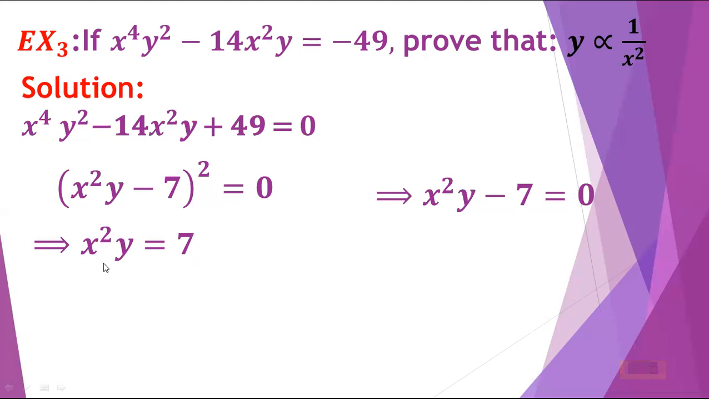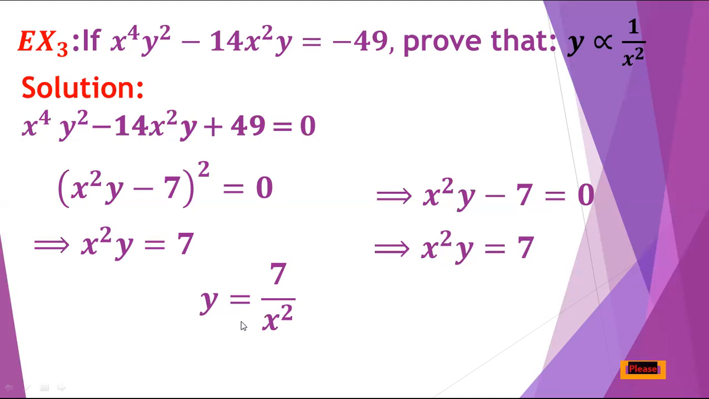Then we can divide both sides by x^2. Then we have y equals 7 divided by x^2, and this is the condition to say that y varies inversely as x^2.